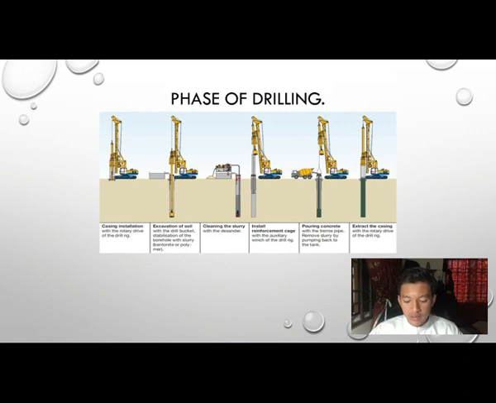Next one is install reinforcement cage with the auxiliary winch of the drill rig. Next is pouring concrete with the tremie pipe, remove slurry by pumping back to the tank. The last one is extract the casing with the rotary drive of the drill rig.